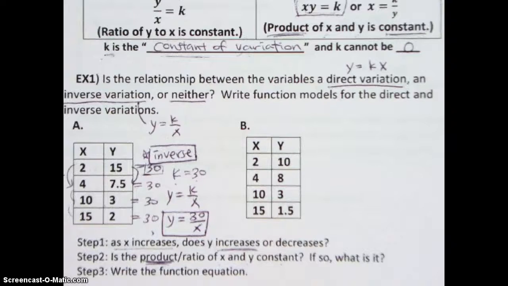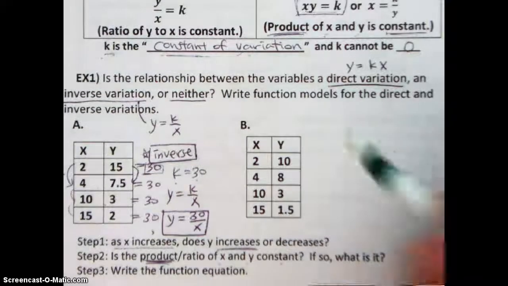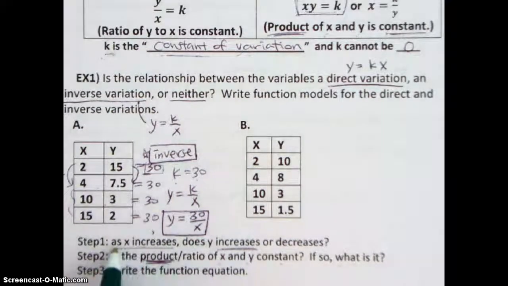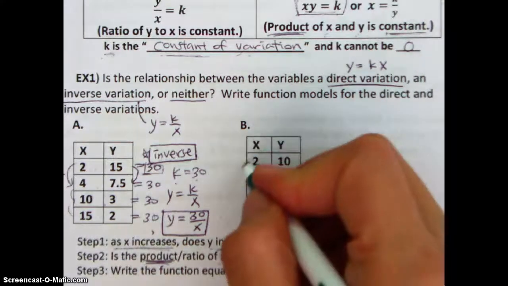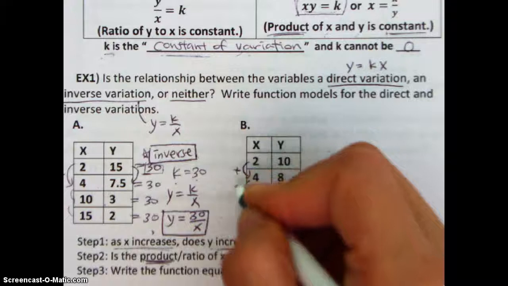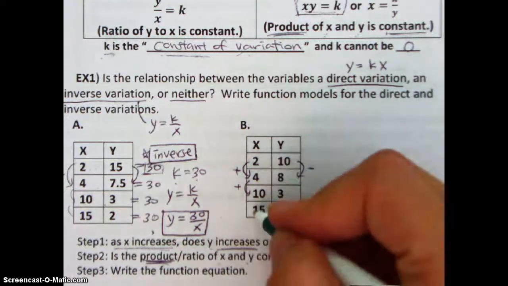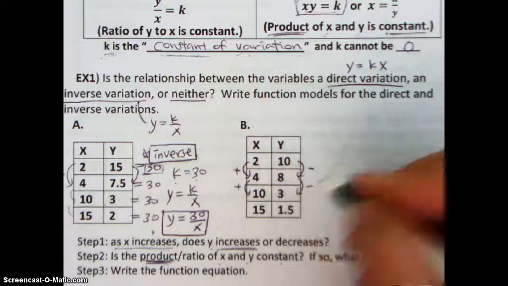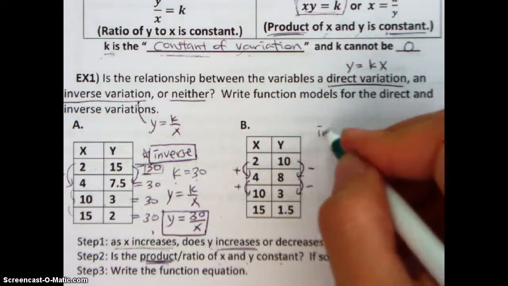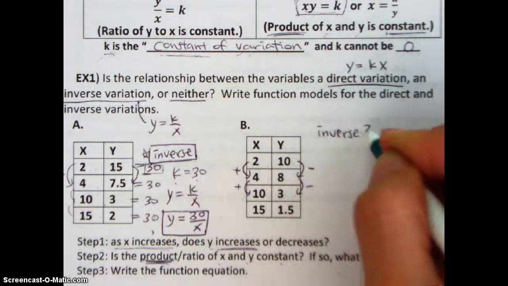Now let's look at B. First you want to figure out if x increases, whether or not y increases. So from here to here, x always increases. Well, you can kind of see that as x does that, y decreases. So that means it's possibly inverse. We are not sure yet.